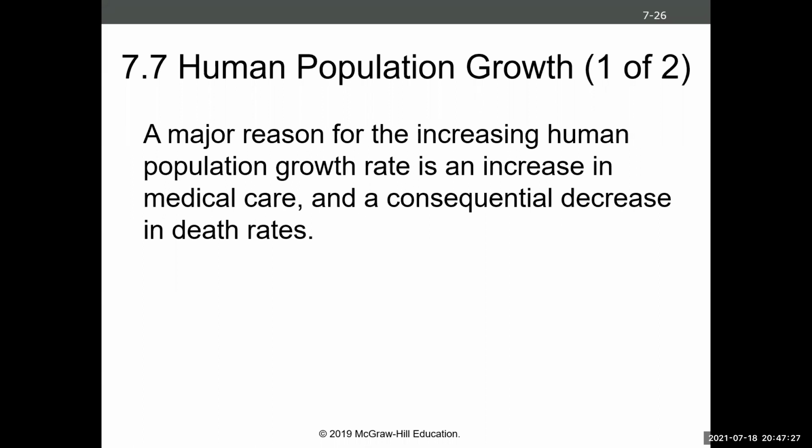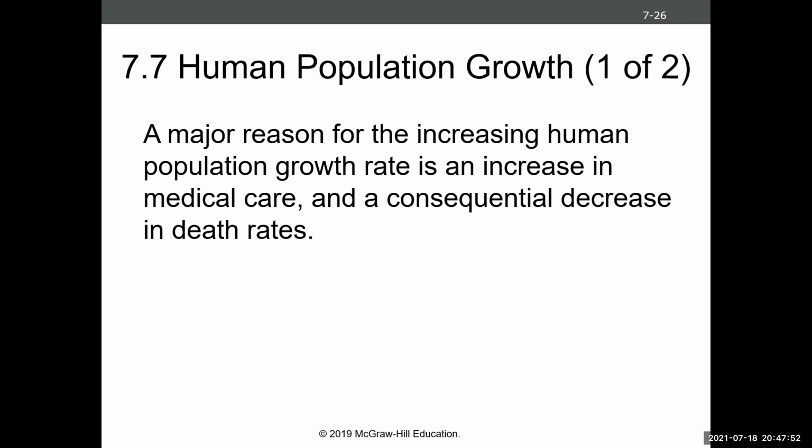Now that we've learned about population growth and population cycles in animals and natural environments and ecosystems, we're going to look at human population growth for the rest of the chapter. A big reason for increasing human population is that we have good medical care.